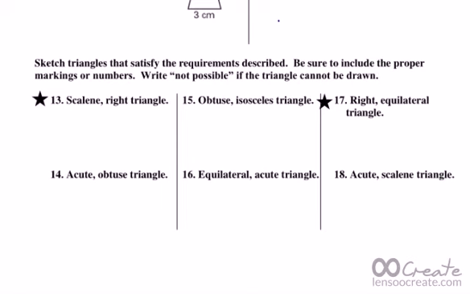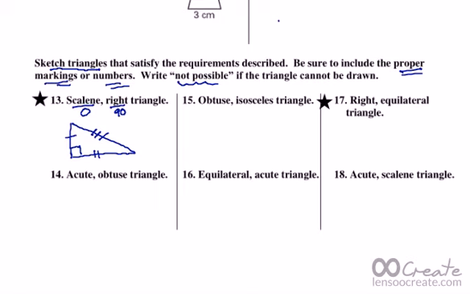All right. The last questions we're going to work on this page are down at the bottom. We're going to be doing questions 13 and 17 together. For these questions, we will be sketching triangles that satisfy the requirements described. Be sure to include proper marks or numbers. Write not possible if you cannot draw the triangle. So question 13, we're going to do a scalene triangle which has 0 sides the same. We're going to do a right triangle which has a 90-degree angle. So first we're going to start out with our 90-degree angle. And then scalene, 0 sides the same. Mark all 3 sides different. You have a right scalene triangle.